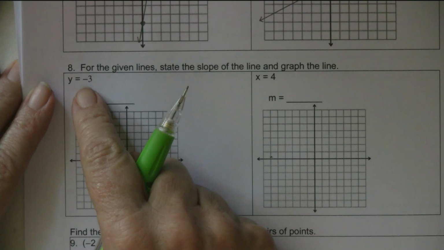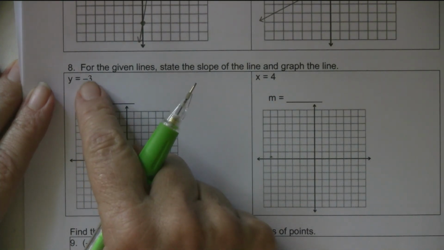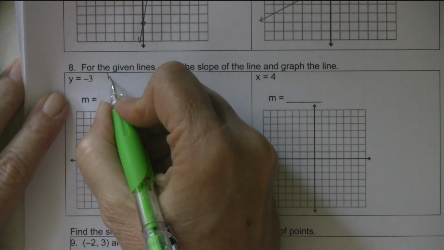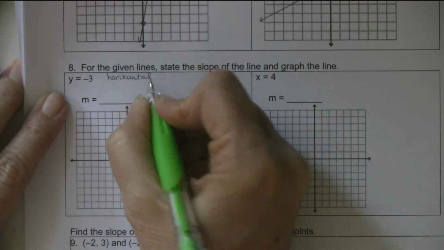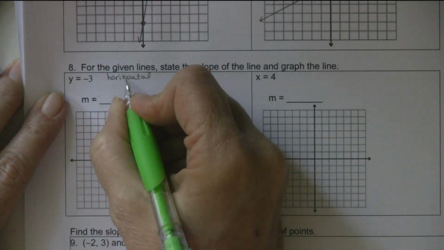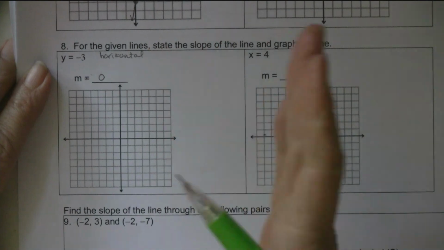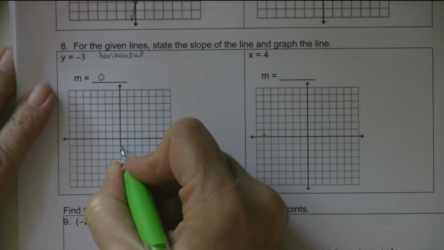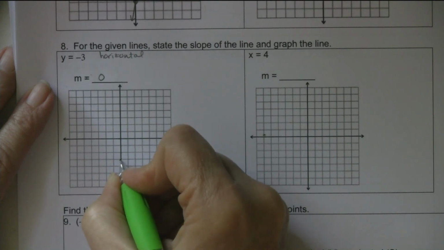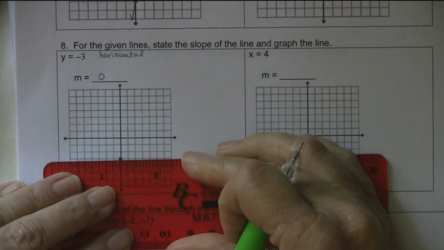Here it says, tell the slope and graph it. So this is y equals -3. This is a horizontal line. I have memorized that: if it doesn't have x in it, it's horizontal. And all lines that are horizontal have slope 0. So no reasoning out on that, just recognizing. And then how you graph it is you come here on the y-axis to -3, and you draw a horizontal line through it.